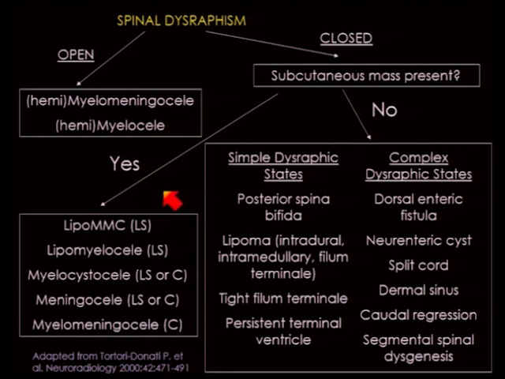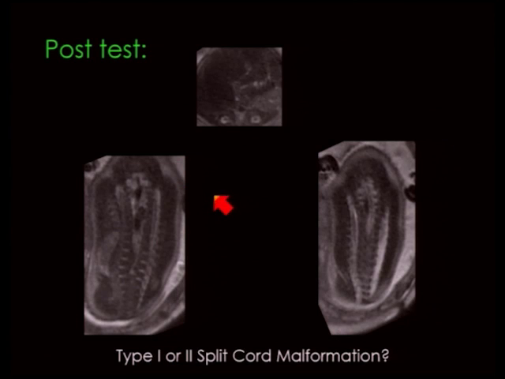So that's our overview. I just want to finish with a post-test for the audience. They tell you you're supposed to do a little test afterwards to see how much folks remember. So here's a fetal example. Would you call this a type 1 or type 2 split cord malformation? Axially, we see the 2, coronally. Anybody? 1, 2? I see some people saying 1.